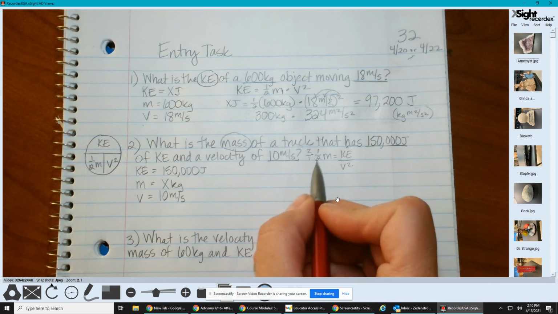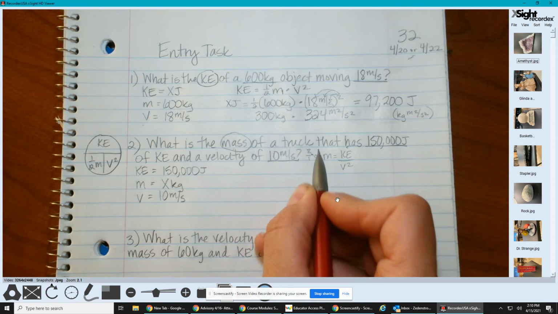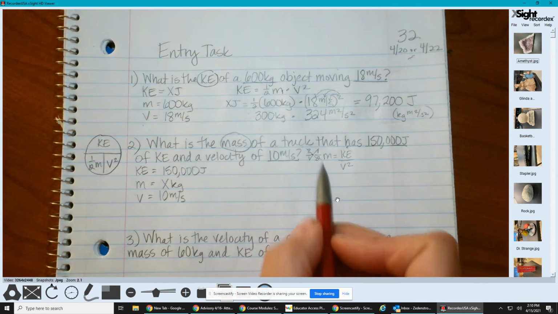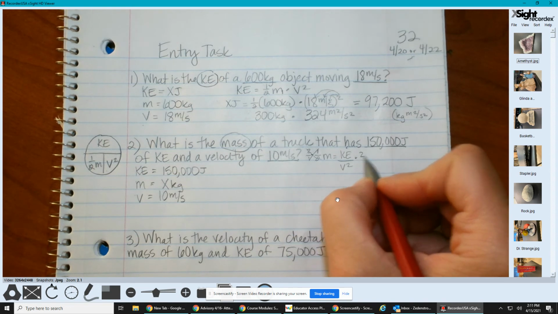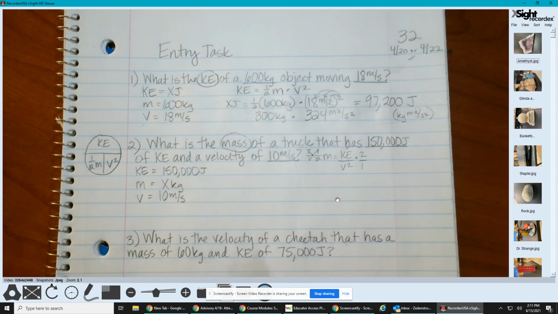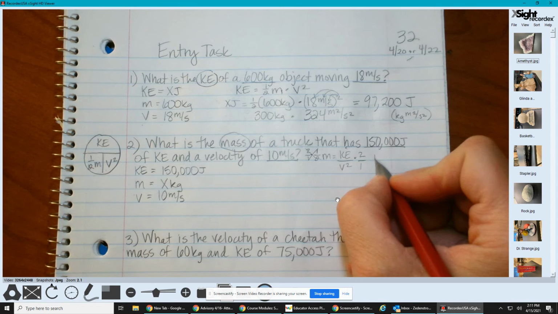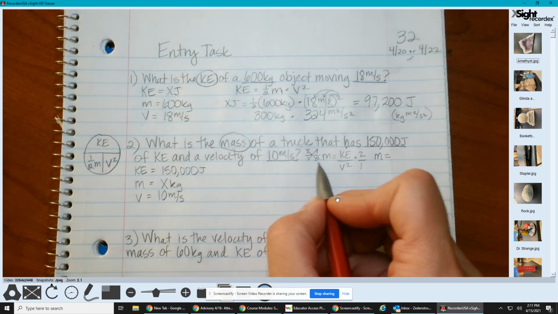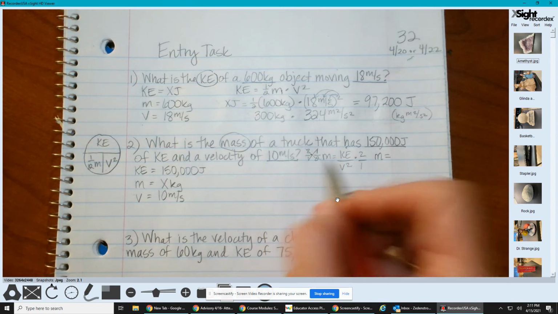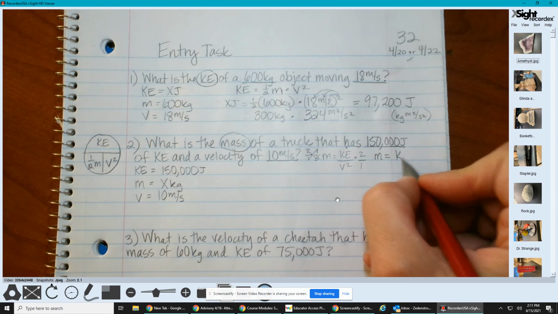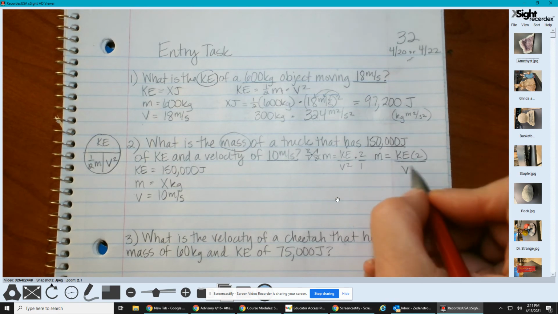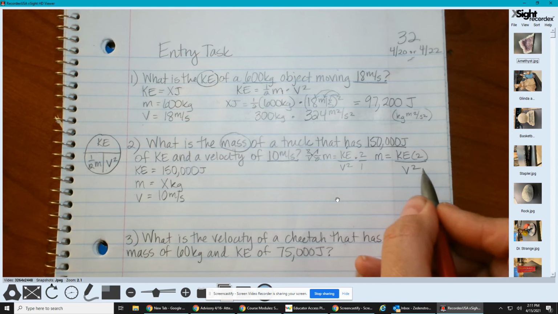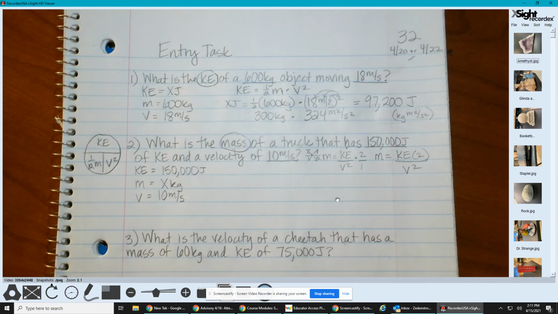So anytime you have a fraction, you multiply it by its reciprocal to get rid of it. But since I did it on this side of the equation, I also have to do it on this side of the equation. So that's going to leave me mass equals KE times 2 divided by velocity squared. And that 1 times 1 doesn't matter, right? So we just ignore the 1 because anything over 1, you ignore.